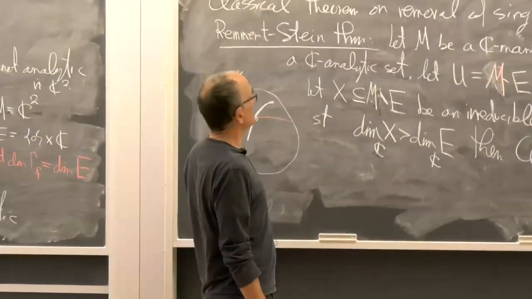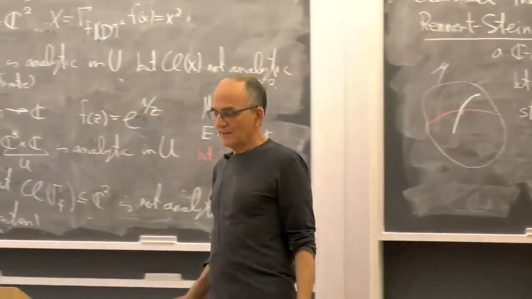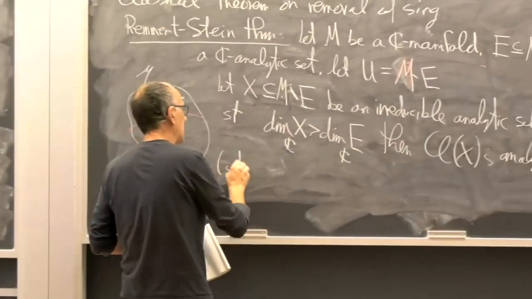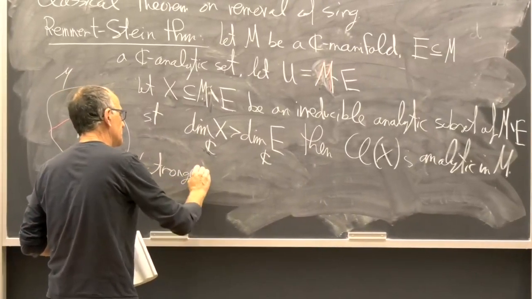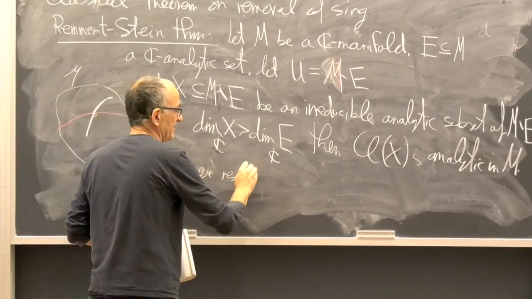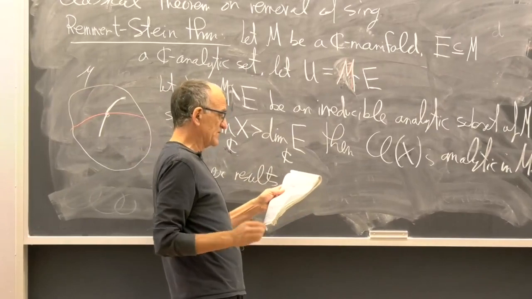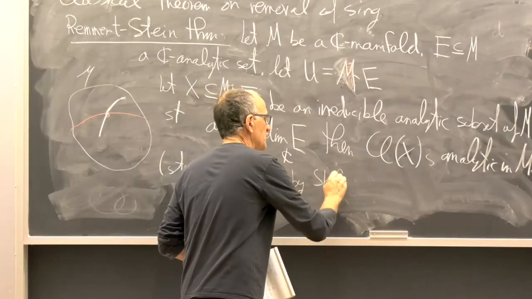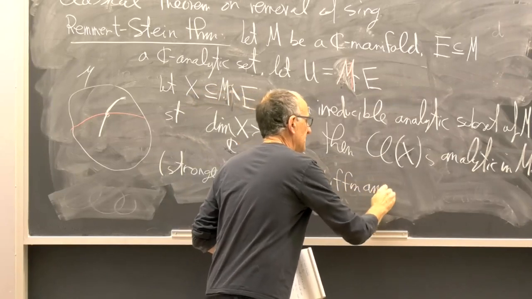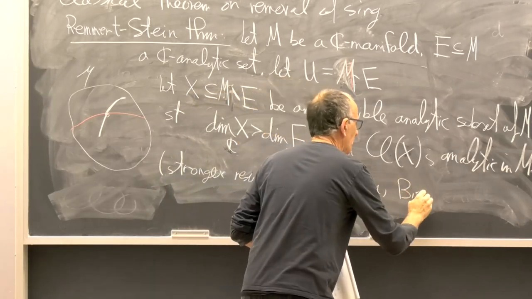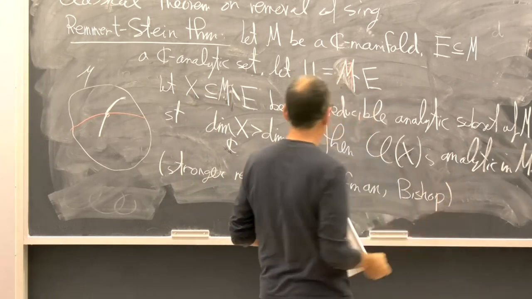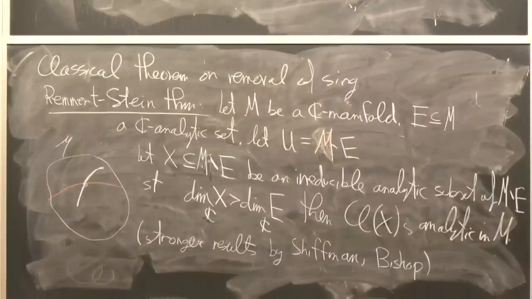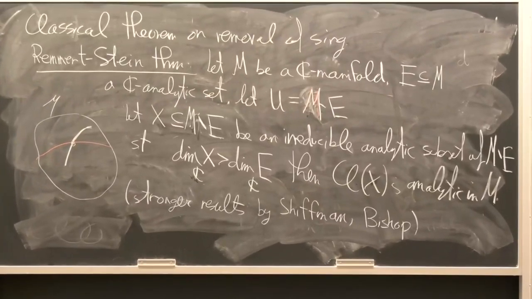Now, I want to say that this is really the easiest to formulate, but there are stronger results, and I put them already on the board. I will not state them because they are more difficult to state. But for example, I think there are also results of Chirka himself, but stronger results, which are now, I think, more classical, one by Shiffman. And when I say one, maybe it's a family of results. And by Bishop as well, and others.